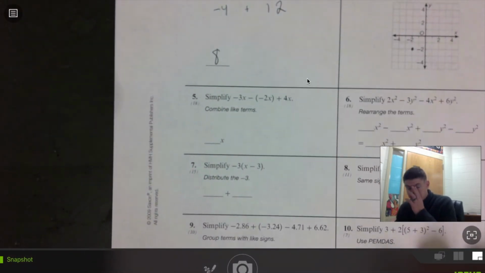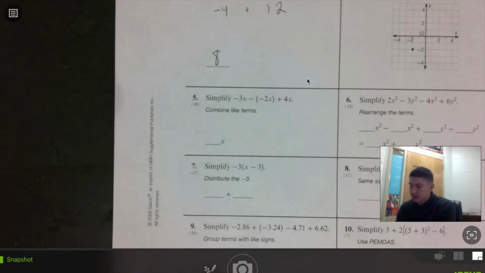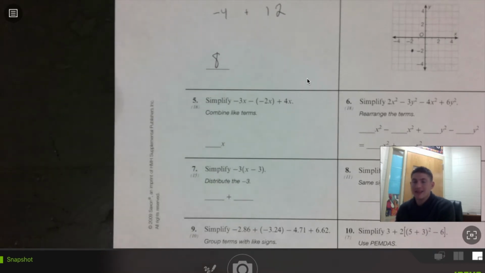Number 5 asks us to simplify the expression negative 3x minus, in parentheses, negative 2x plus 4x. Combine like terms. When I'm combining like terms, in this case, I want to make sure that I put my positives together, my negatives together, and then I can combine the total of those terms.